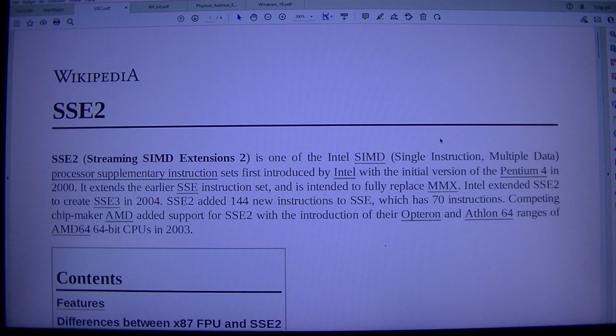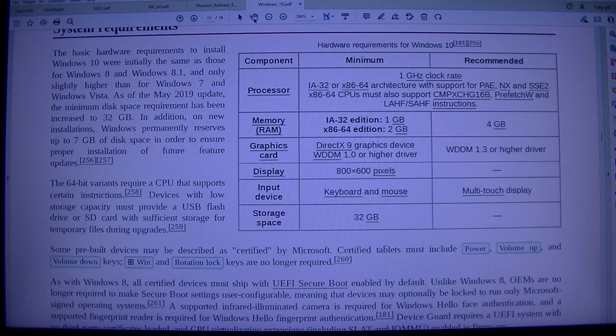Yes, welcome back. I've just read about the SSE2 instructions because I like to read about Windows 10, and Windows 10 demands SSE2, that's from like the Pentium 4 and up, and it demands PAE and NX.